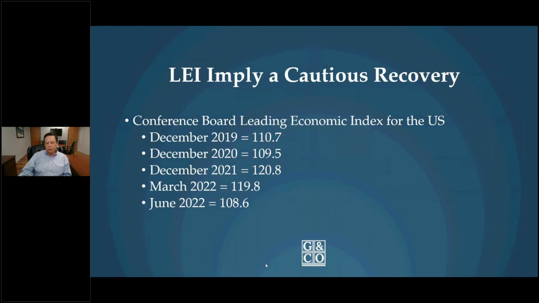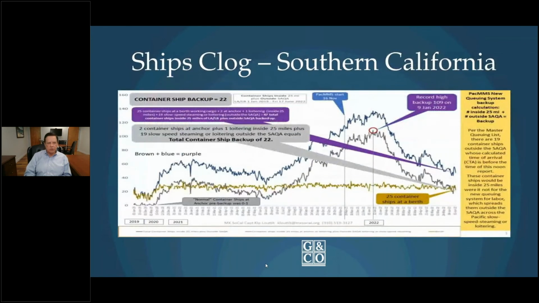One of the things that I've really pounded during these presentations in recent quarters has been the ship clog in Southern California. And I apologize, this is a busy slide, but this is where I could get the most up-to-date information on the number of ships that are parked out in Southern California. If you'll remember from previous quarters, this has been as much as 100 ships parked off of the docks in San Diego and in Los Angeles.